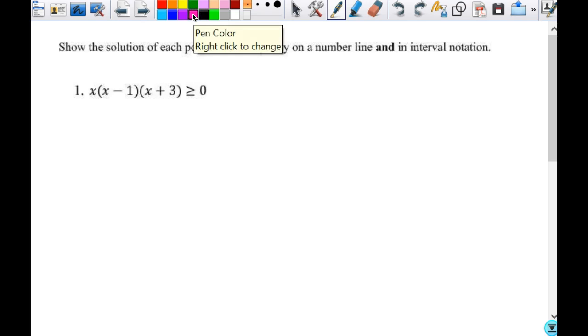So it says, show the solution of each polynomial inequality on a number line and in interval notation. So there it is. It's already written in standard form for me. It's already all factored beautifully. So what are my zeros? 0, 1, and negative 3. So negative 3, 0, 1.